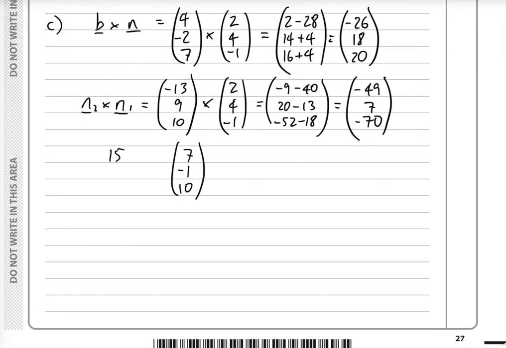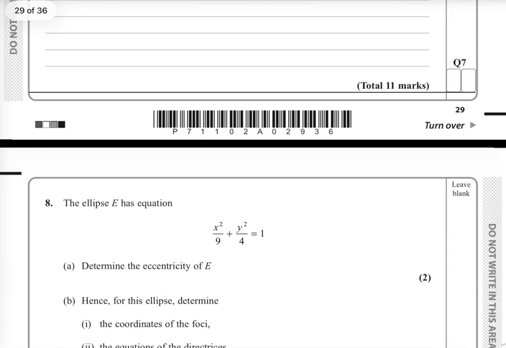So 15 minus 1, 25 is the point, plus some multiple of that direction vector is the line equation for L2. If you could see that that was what you needed to do, the actual process there wasn't too bad. Moving on to the last question, question number 8.